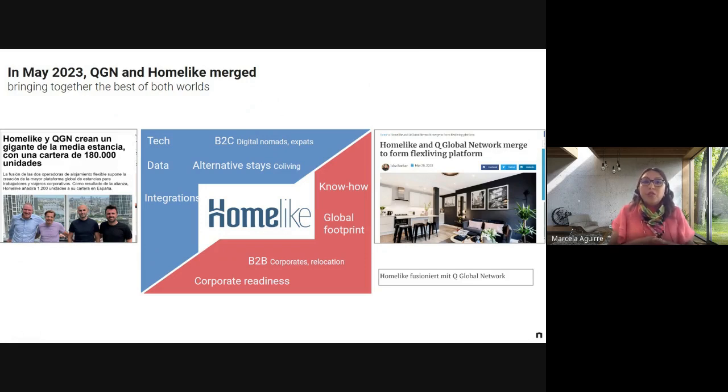With this strategic action, we are bringing the best of two worlds together, this is what the graphic that you have in front of you is trying to represent. The moment when the synergies of both companies come together. Let's see the graphic in more detail. In blue, you have what Homelike is bringing with its particular strengths. Let's explore the strengths. Technology.